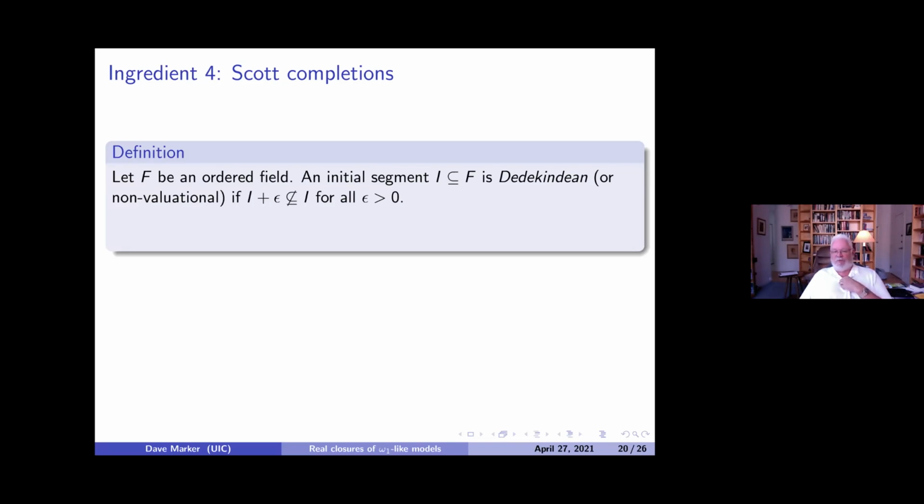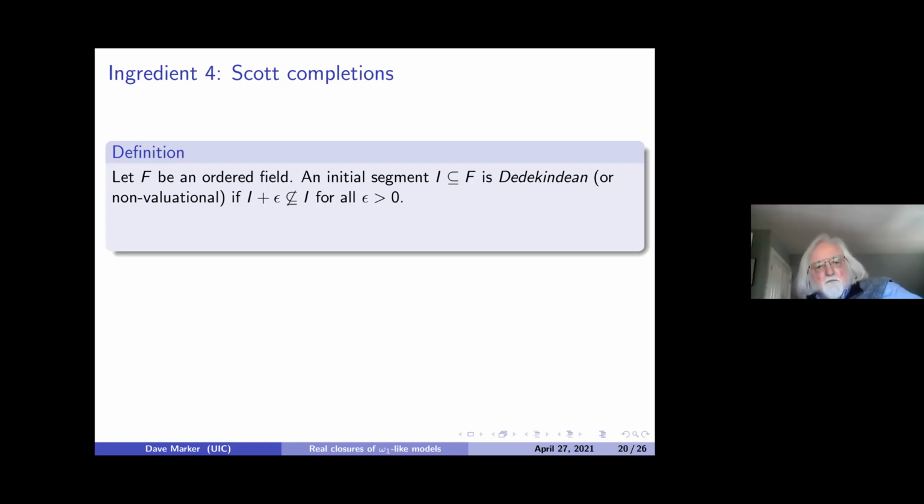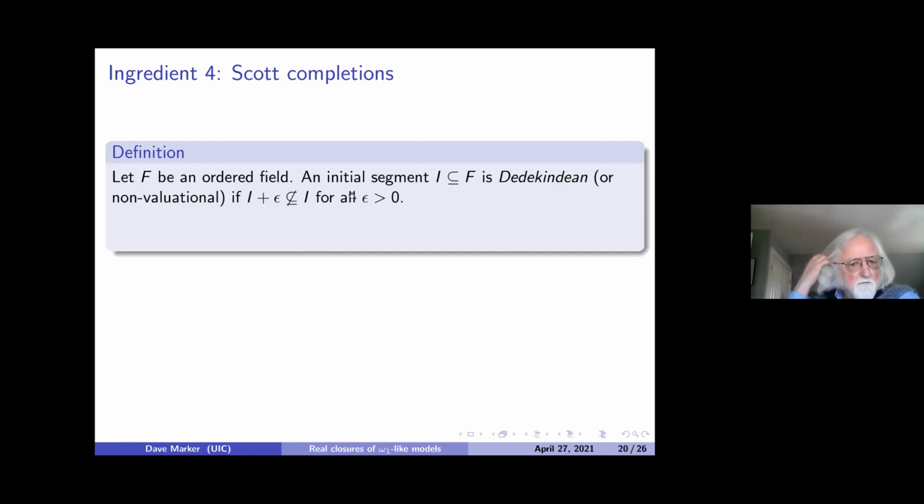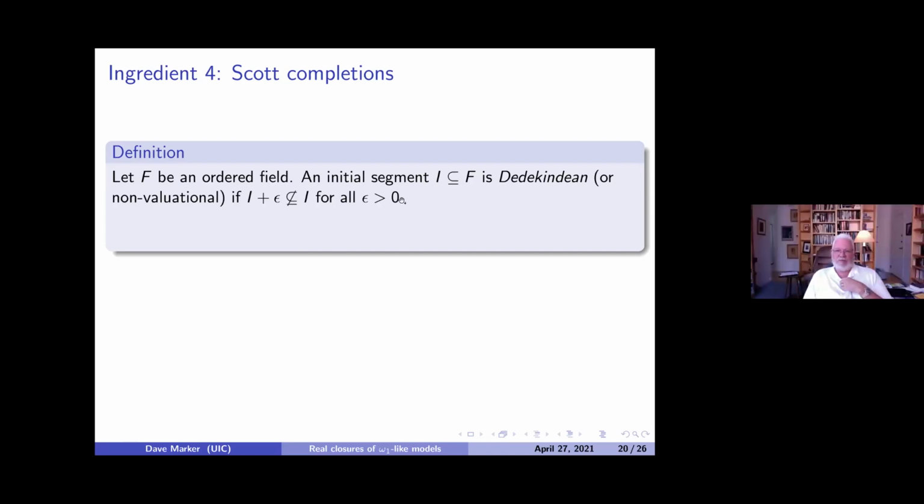Basically, what happens is if you don't have this property, if you have a non-Dedekindian cut, it more or less comes from some kind of valuation ring. Think about what kind of thing, if I have a non-Archimedean real closed field, won't have this property? Well, if I take just the finite elements, then if I add a finite element to the whole set of finite elements, I still just get the finite elements back. So that's an example of a non-Dedekindian cut.